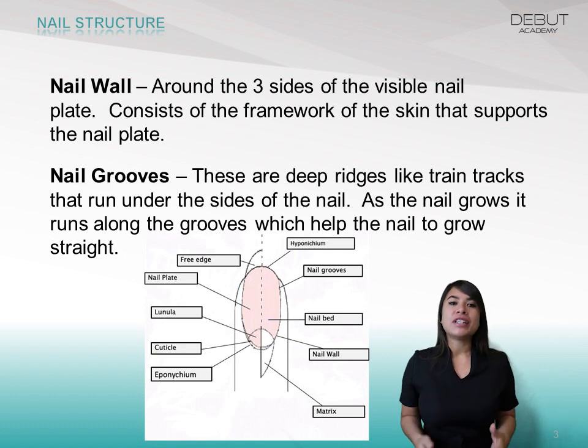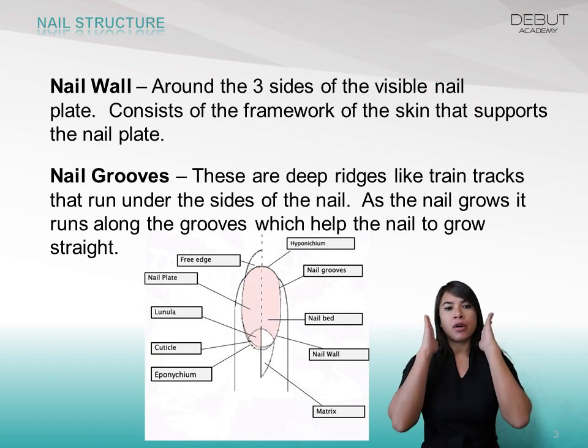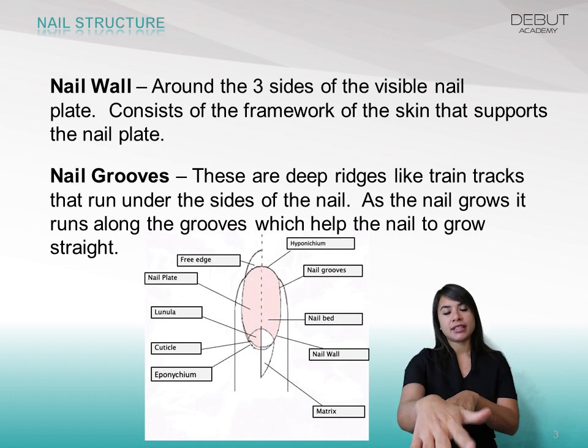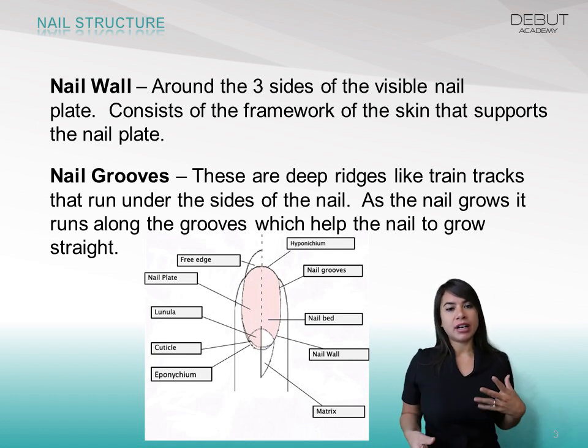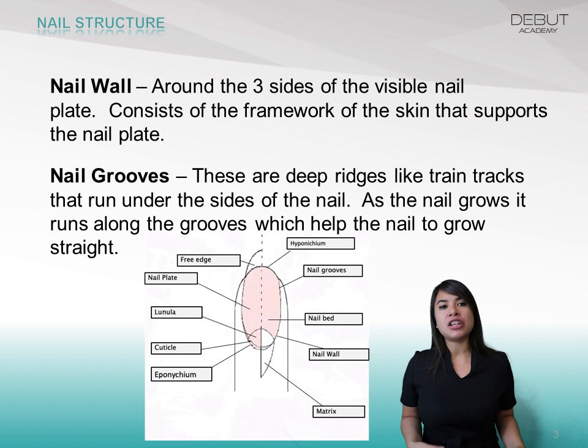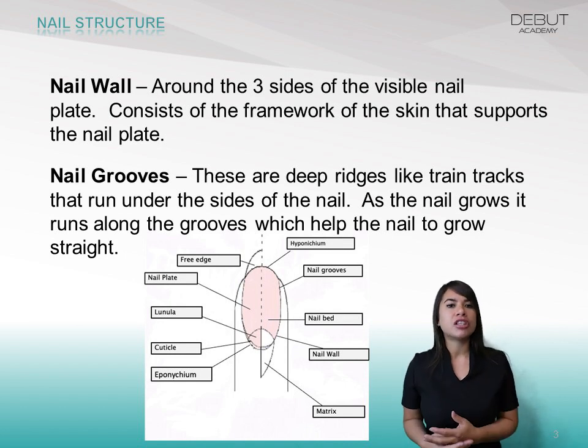The next part is your nail grooves. Now these go forward or go straight. You tend to find with older clients, your mature clients, that they're more defined, you can see them more, you don't see them as much when we're younger. But the purpose of these is like our roads or train tracks, as they allow our nail to grow straight. It's the right direction for our nails to grow.